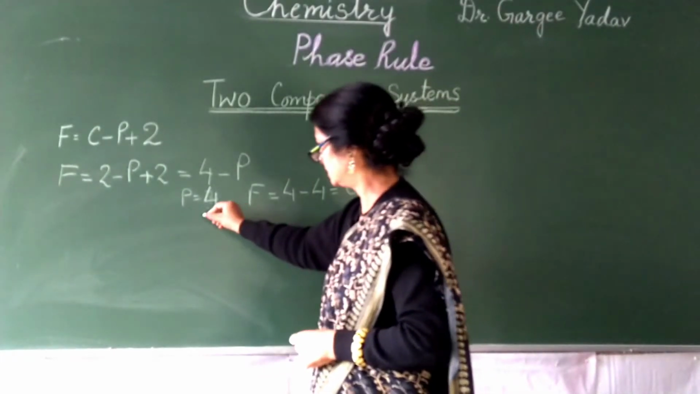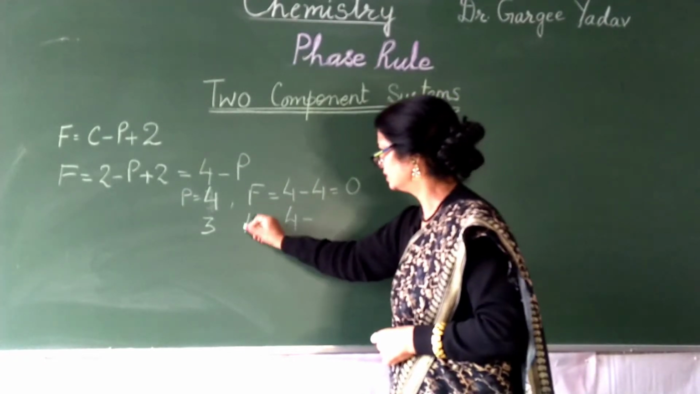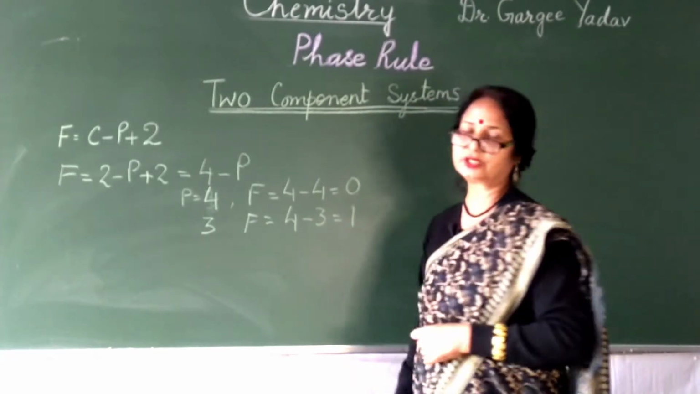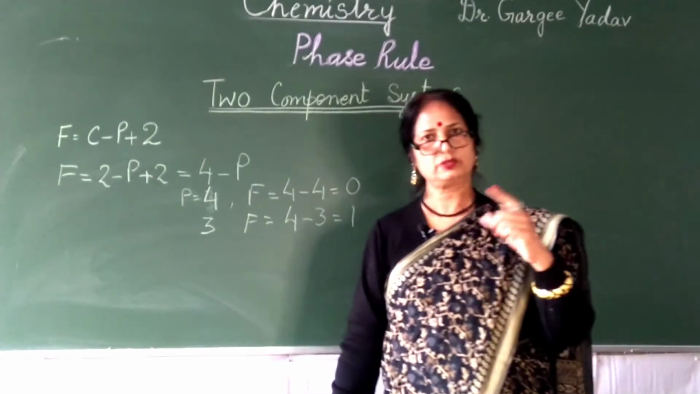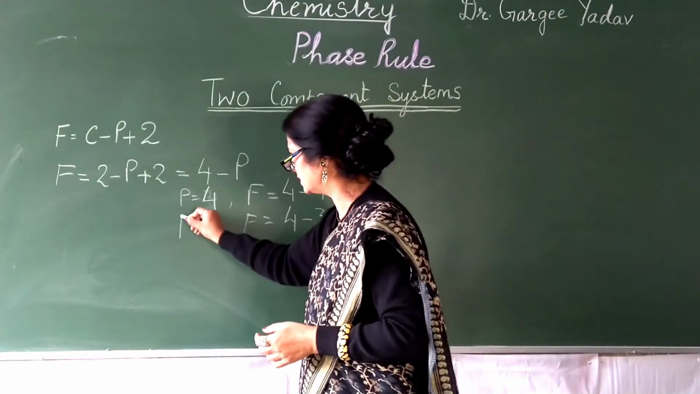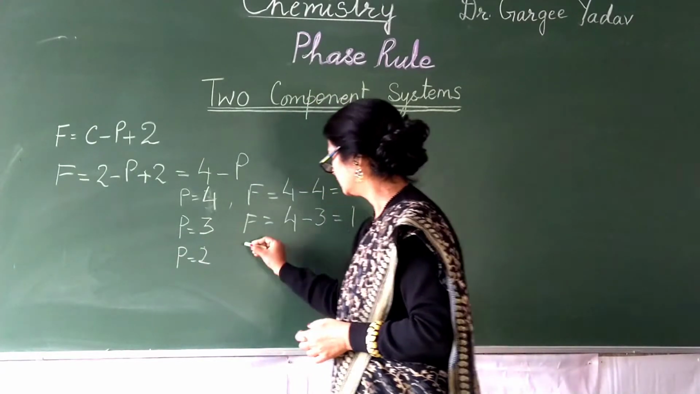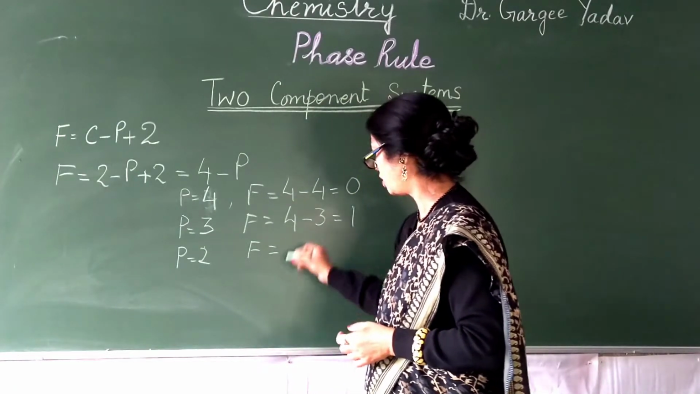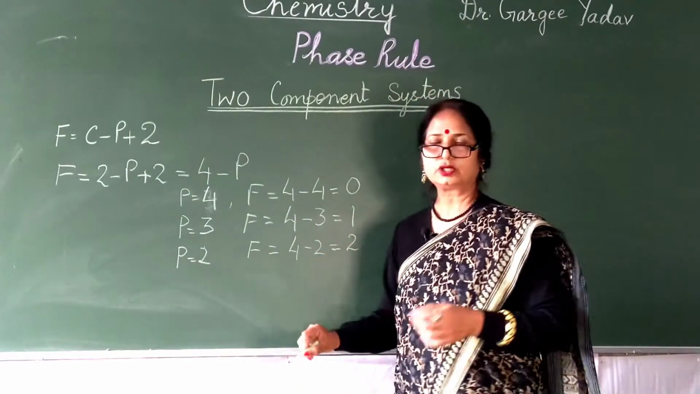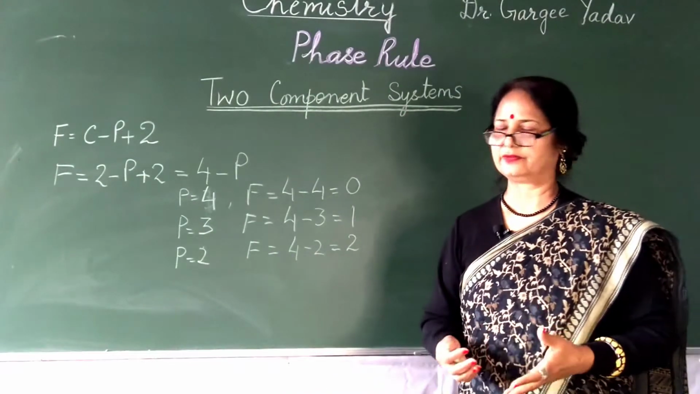Now let us see if three phases are present. When three phases are present, then the value of F will be 4 minus 3 is equal to 1. This means that the degree of freedom will be 1, and we need to fix only one variable to define that system completely. Now suppose two phases are present, then the value of F will be 4 minus 2 is equal to 2. This means we need to fix two variables to define that system, and the system is said to be bivariate.